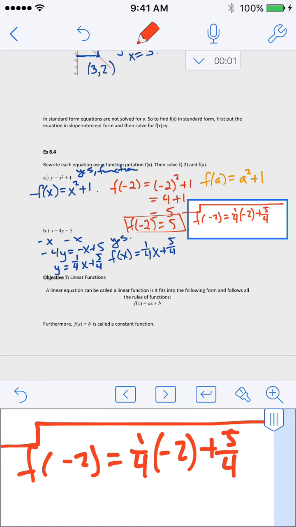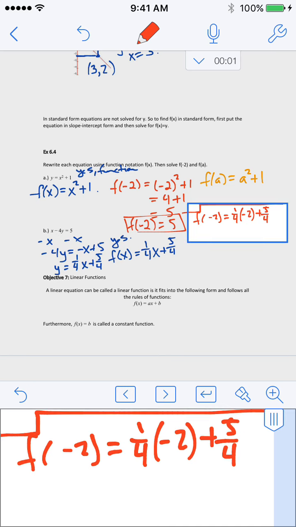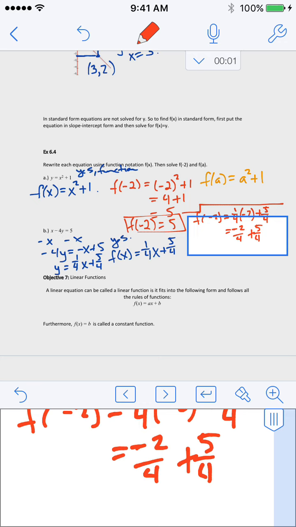Remember, when you're multiplying fractions, you just multiply the numerator to whatever you're multiplying it by. If you happen to multiply a fraction by a fraction, you'd multiply numerators and then denominators. So this ends up being negative 2/4 plus 5/4. I could reduce negative 2/4, but I already have it in LCD mode, so why don't I just leave it as such and end up with 3/4. So when x is negative 2, y, or f of x, is 3/4.